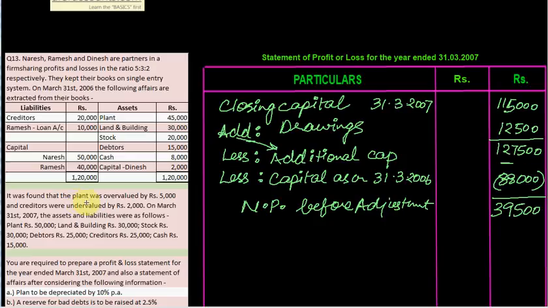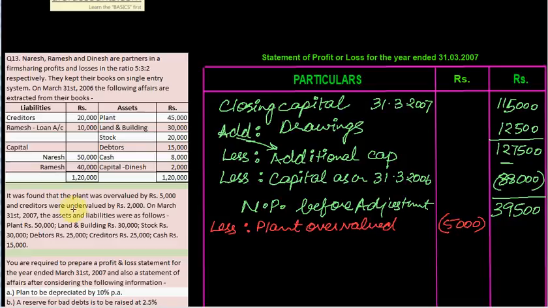It was found that plant was overvalued by 5,000. So, when plant is overvalued by 5,000, you have to reduce it. Net profit को कम करो, overvalued है वो. So, less plant overvalued by how much? By 5,000.